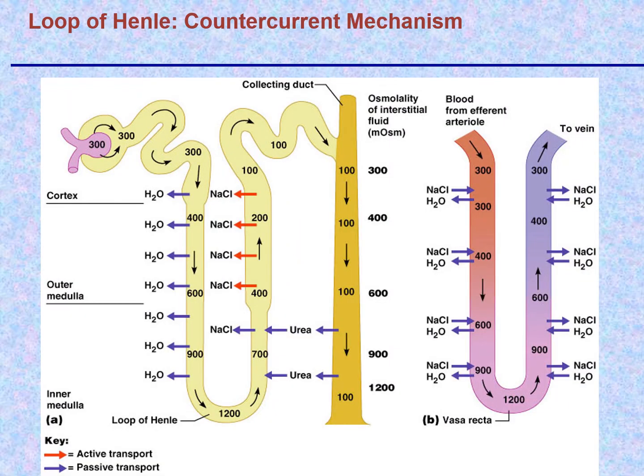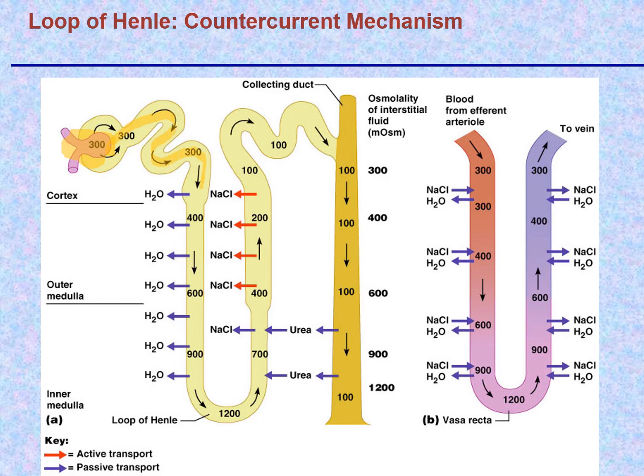Okay, so this diagram shows the overall change in osmolality going from the glomerulus, where you have osmolality of the filtrate, which is the same as the plasma, around 300 milliosmoles, and it goes into the proximal tubule and maintains at 300 milliosmoles.